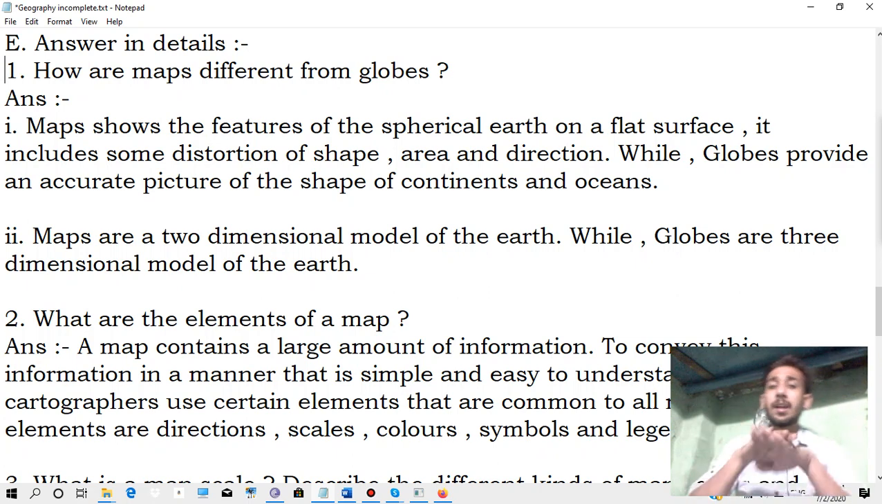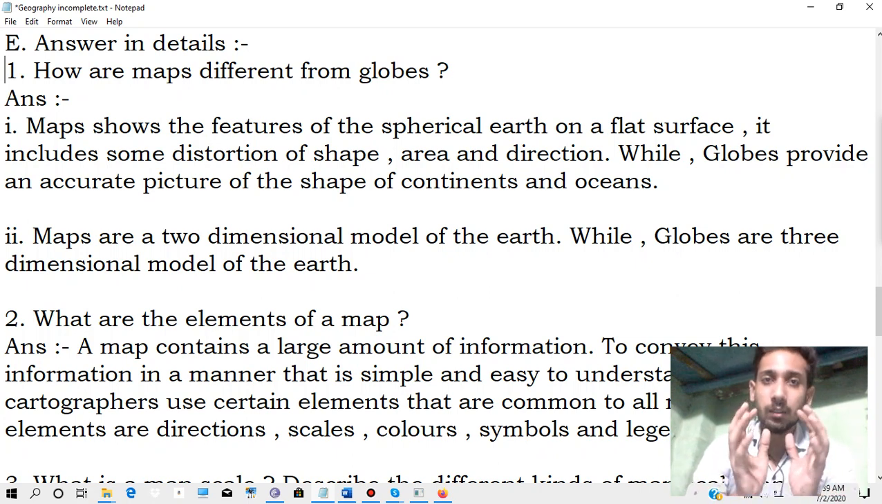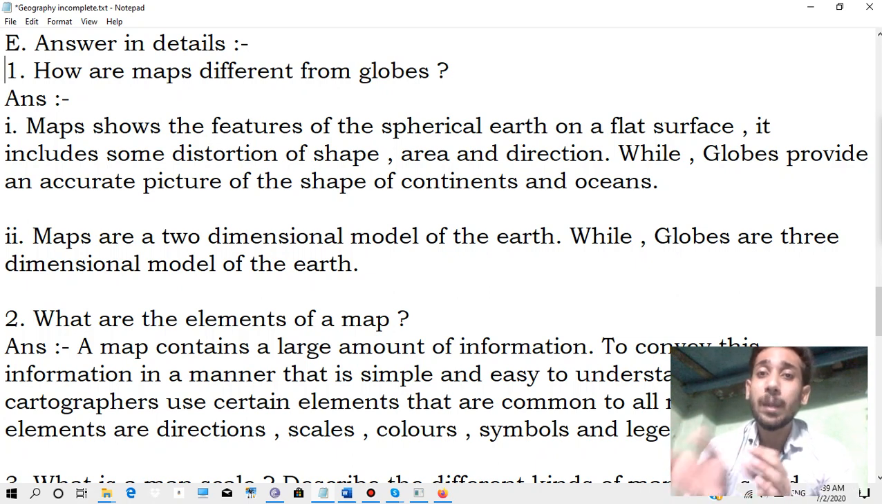On a flat surface, that is a paper, the maps are shown. While if you go for the globe, what is a globe? A globe is a structure of the earth which is much smaller than the earth. A globe will tell you the accurate picture of the shape of continents and oceans, but it won't show the shape, area and direction of everything. That's why maps have different features and globes have different features. Maps are two-dimensional models.